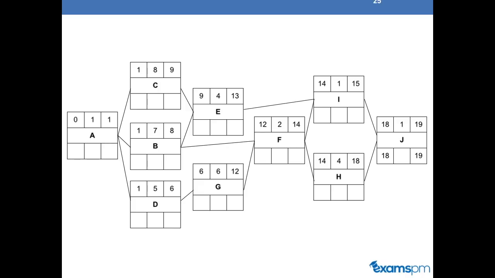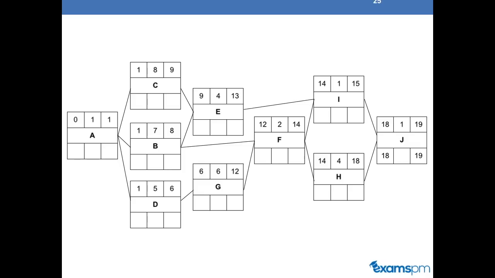So as we begin to compute our backward path, we'll note that for J, the late finish and the late start date would remain the same. So the late start and late finish is telling you what's the latest time you can start on this activity without delaying the entire project schedule.